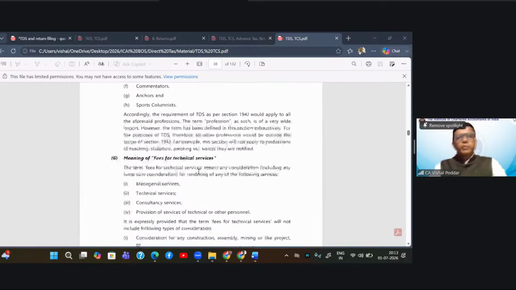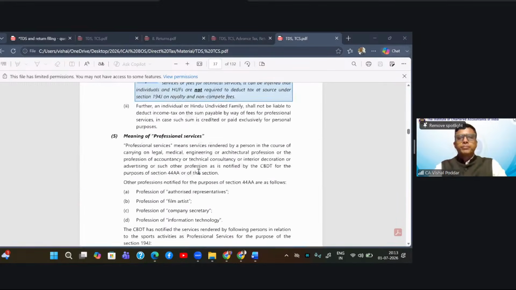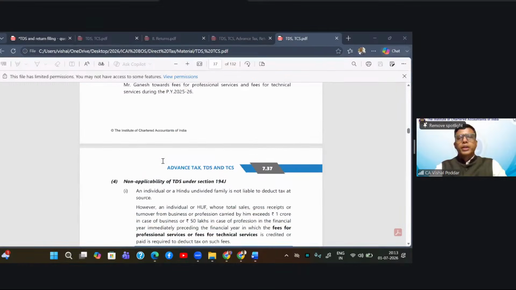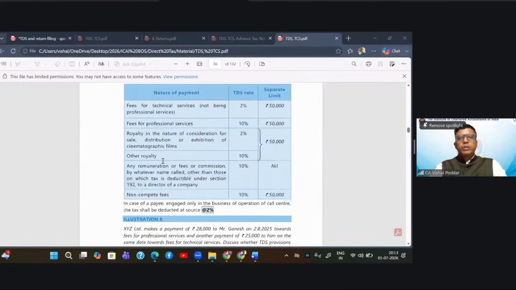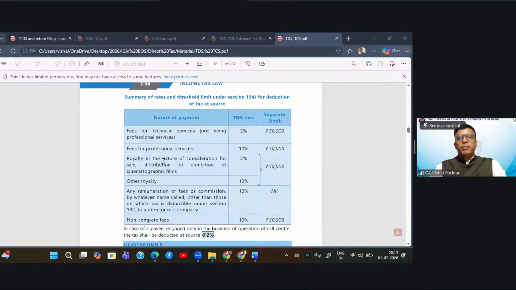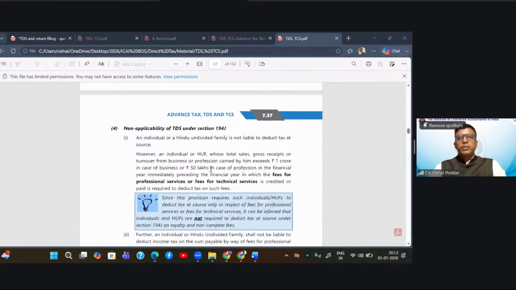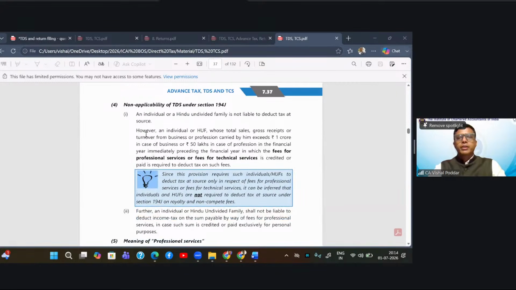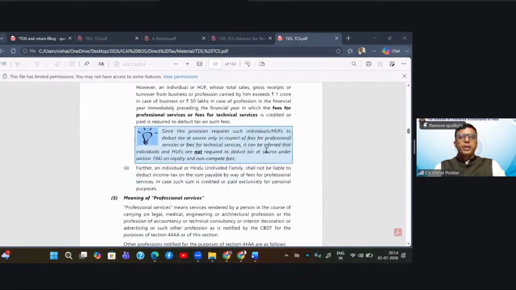Now see, what is this point? So we are in this particular section 194J. Now what does 194J say? That whenever you are making payment of one of these and there is a limit of 50,000, if the payment exceeds 50,000, you have to deduct TDS, right? Now in this, there is non-applicability. So an individual HUF is not liable to deduct TDS at source. Hence, an individual or HUF whose total sales, etc., turnover, etc., exceeds 1 crore will only be required to deduct TDS. Other individuals will not be required.